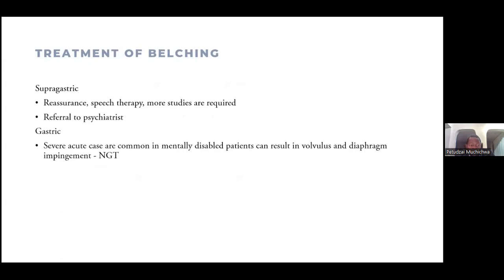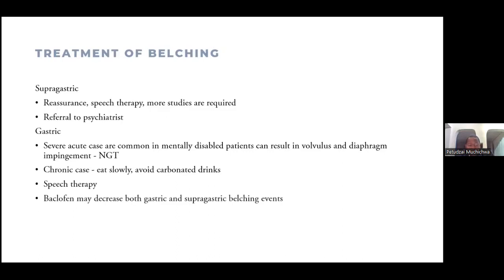In terms of gastric belching, severe acute cases are quite uncommon, common in mentally disabled patients, and can result in diaphragmatic impingement and respiratory distress, for which, if this is recognized early, a session of NG tube can relieve the symptoms. For chronic cases of belching, advise the patients to eat slowly and avoid carbonated drinks. Speech therapy as well has a role in treatment. Baclofen has been studied and, from its mechanism of action, is associated with a decrease in both gastric and supragastric belching.